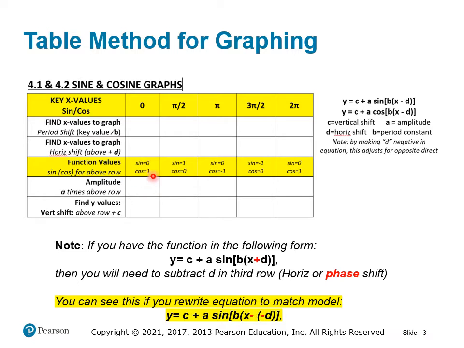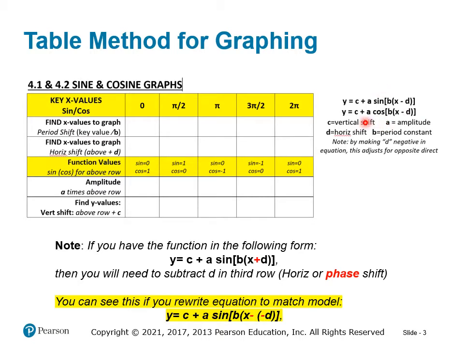And then the function values you see here are the sine and cosine values for each of those corresponding angles. Okay? The equation model is y equals c plus a sine times the quantity b times the quantity x minus d. And this works for sine and cosine interchangeably.